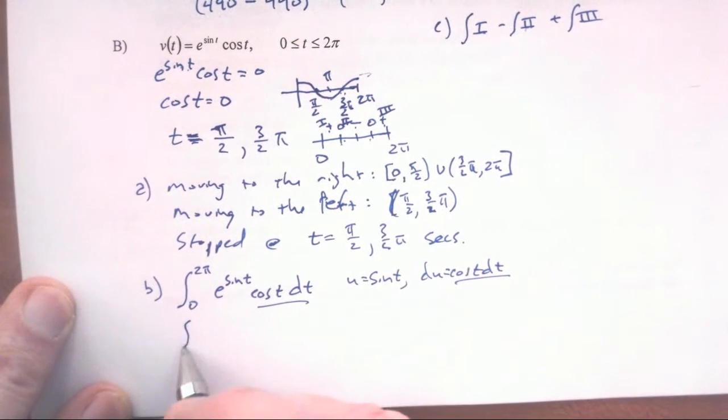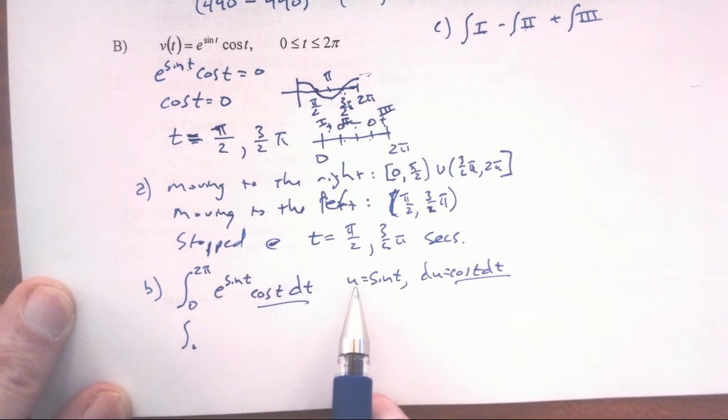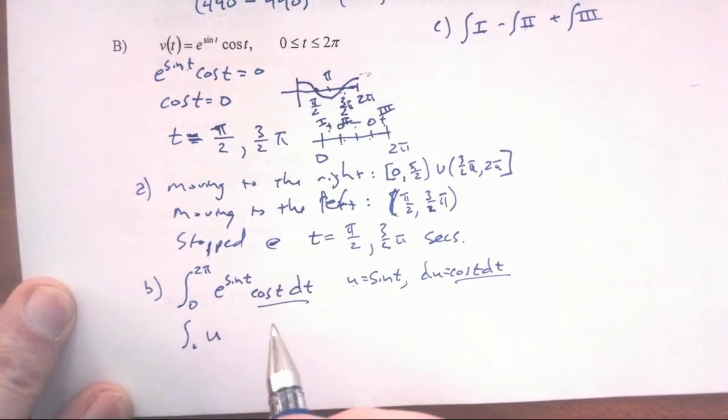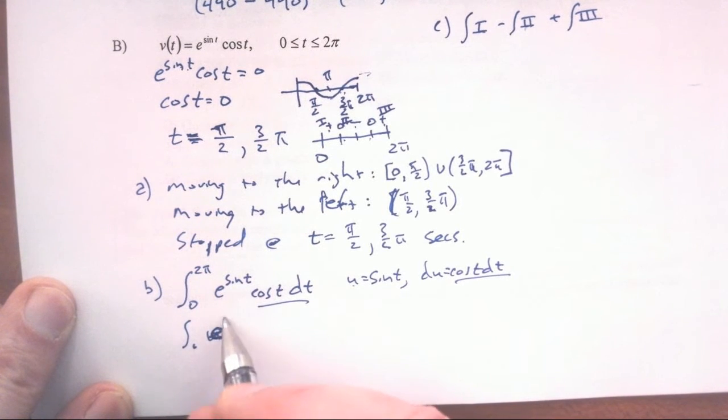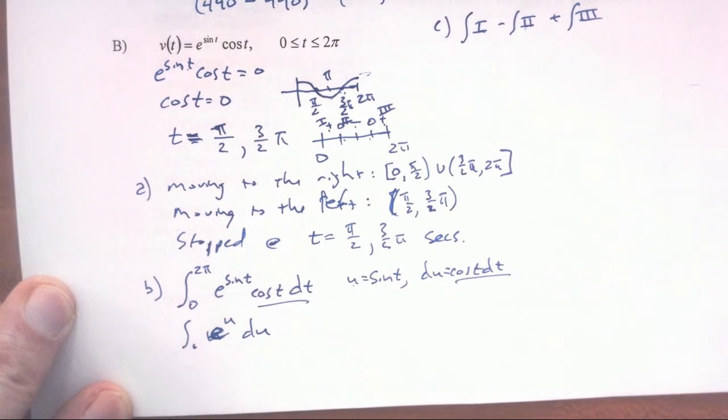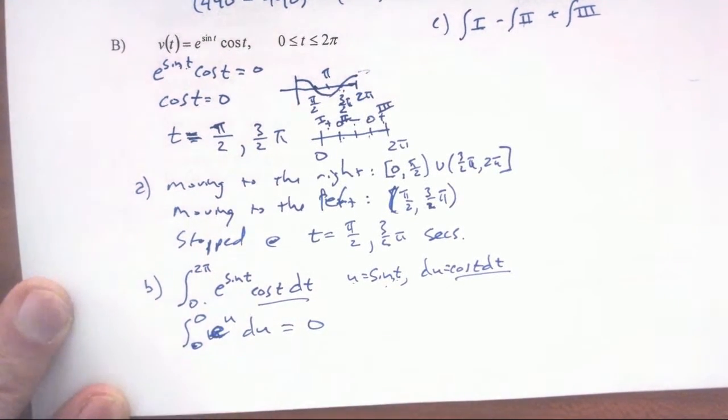So this is the integral, I'm going to leave the 0 to 2 pi out of this for right now, of e to the u, and du is perfect. E to the u, du. Let's put 2 pi in. Sine of 2 pi is 0. Let's put 0 in. Sine of 0 is 0. Oh, that makes this really, really easy.